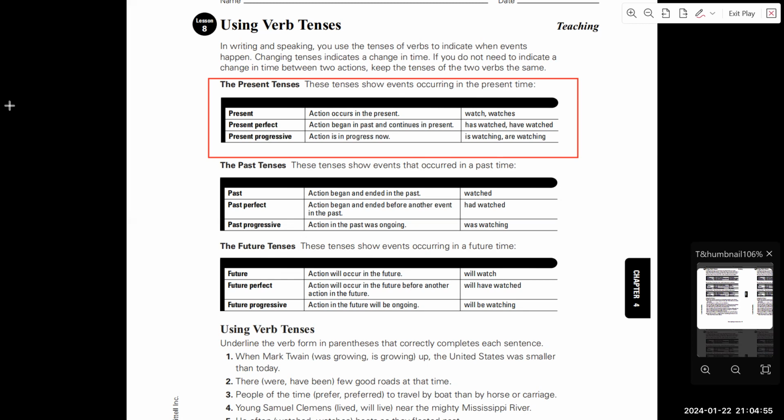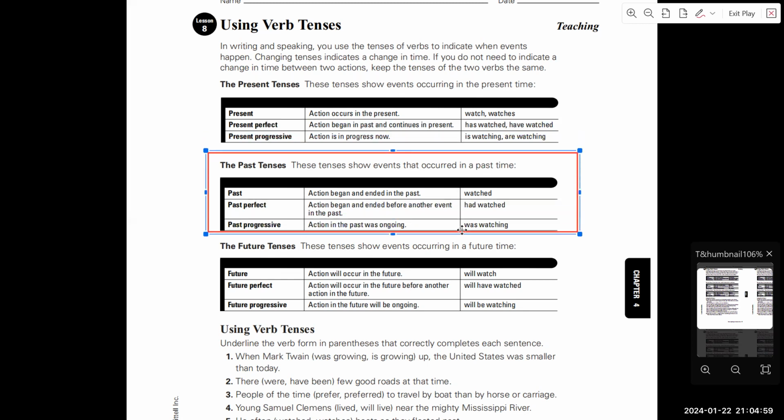And then past tenses, please read. The past tense. These tenses show events that occurred in a past time. Past: action began and ended in the past. Watched, ended. Ended in the past. So the form is watched only.